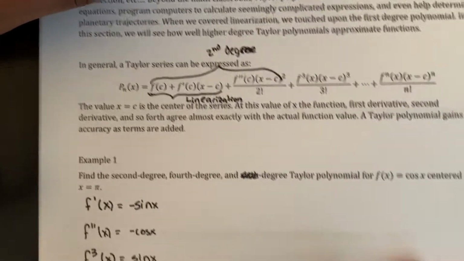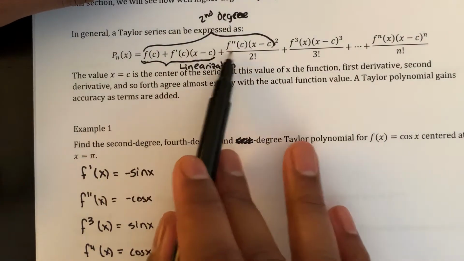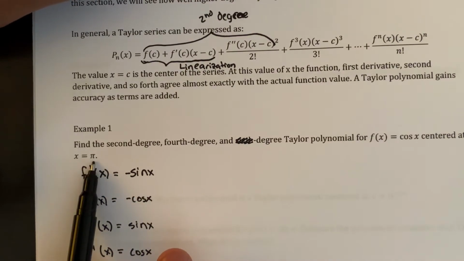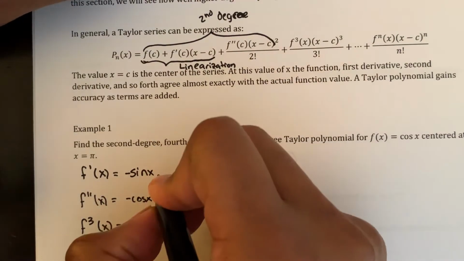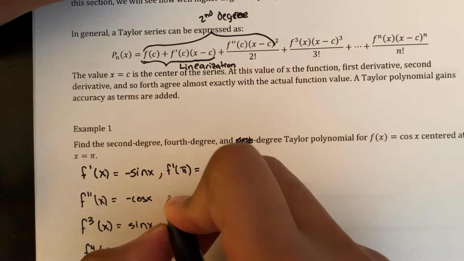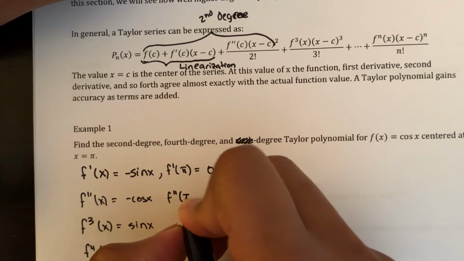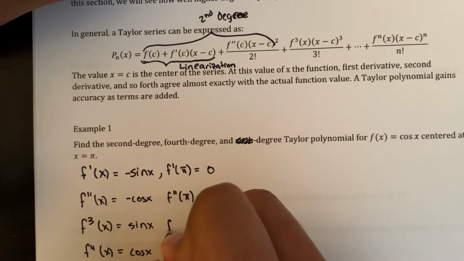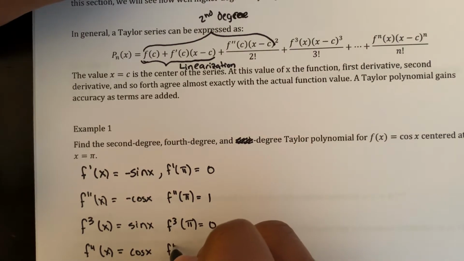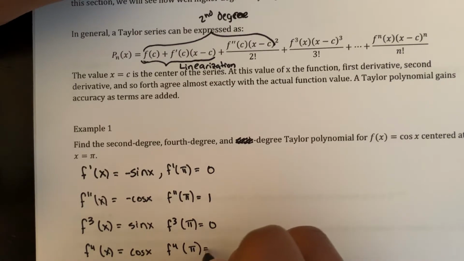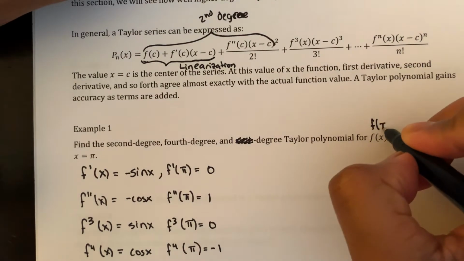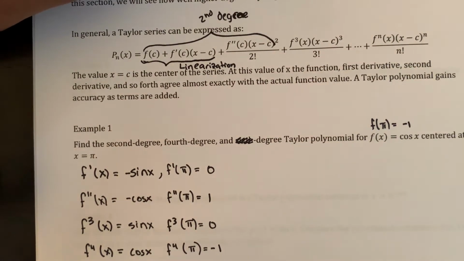So again, let's examine our formula. These f of c values mean that you plug the center of your Taylor polynomial into each one of these derivatives. So that means that f prime of pi is going to be 0. f double prime of pi is going to be 1. The 3rd derivative at pi is going to be 0. And the 4th derivative at pi is going to equal -1. Oh, we also do need f of pi by itself. So f of pi is just -1.